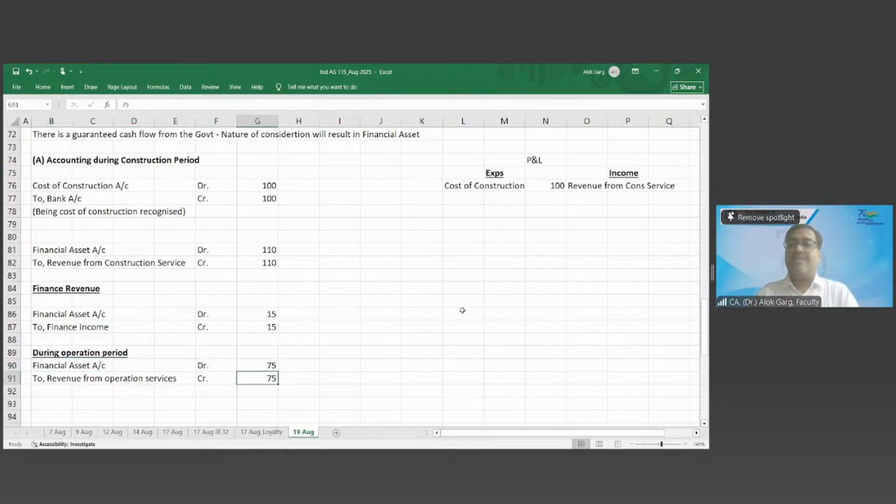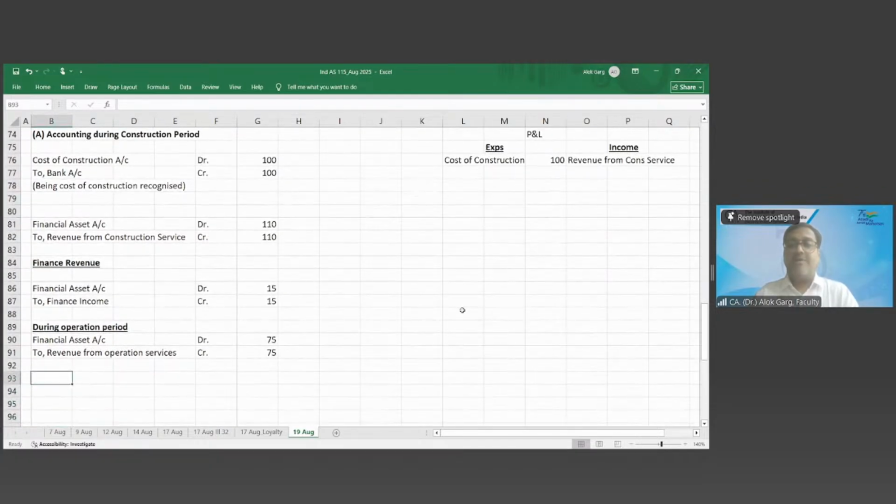Now, what is the balance in the financial asset? 110 plus 15 plus 75, 200. 200 is the balance. Right? So then you will receive the money from the government, bank account debit to financial asset.